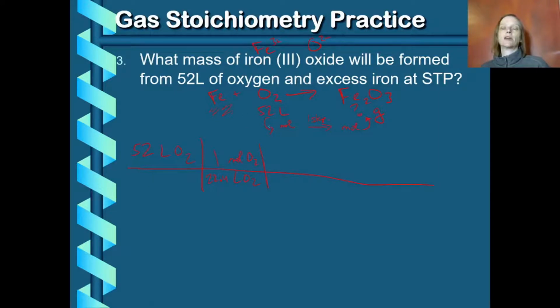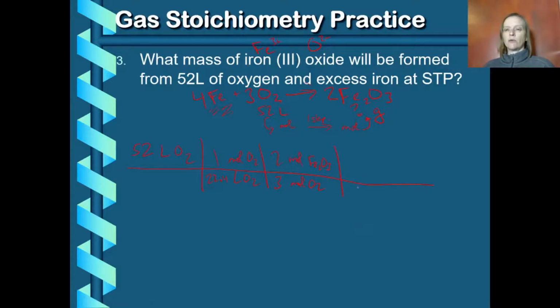Now, I haven't actually balanced this yet. I need to balance with a 3 and a 2, and 2 times 2 is 4, so I need a 4 in front of my iron here. I see that I have 3 moles of oxygen for every 2 moles of iron 3 oxide that I make.